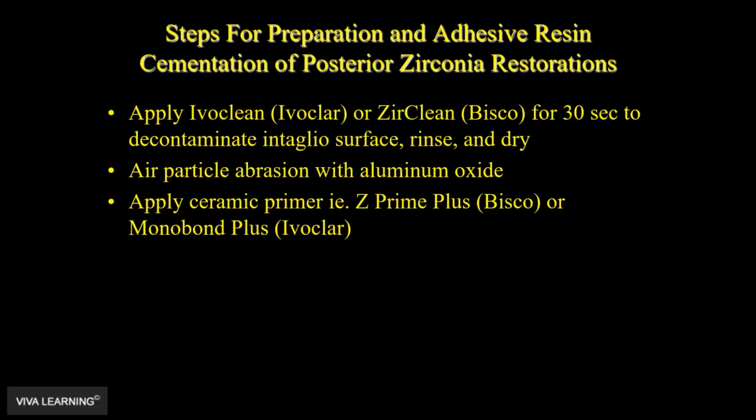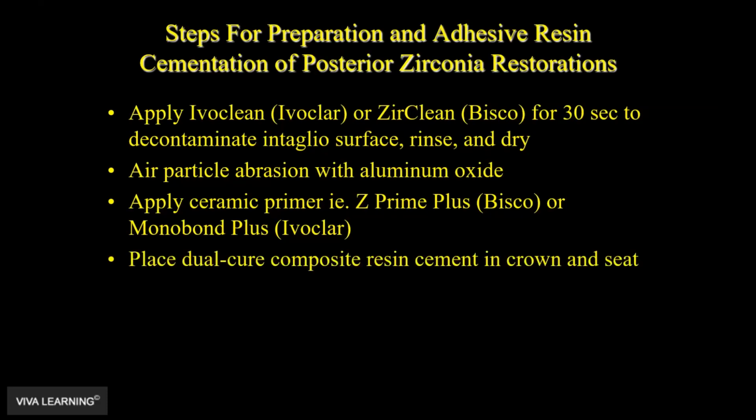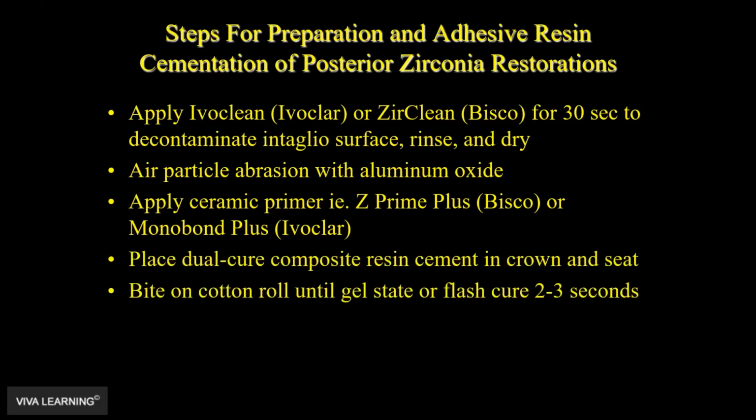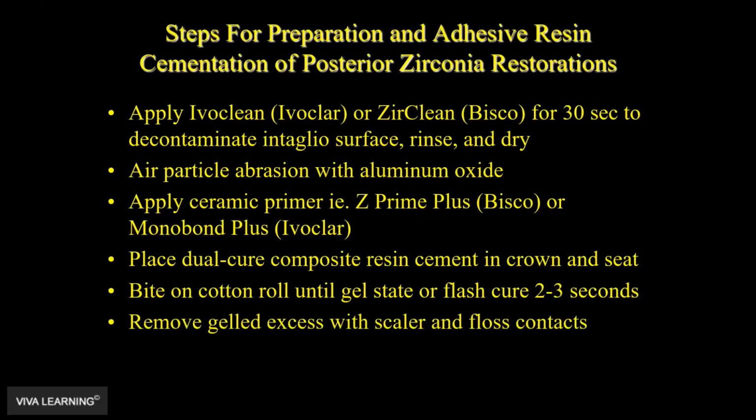Now, the thing about these primers, zirconia gets contaminated because it has an affinity for phosphate. So there's phospholipids in saliva, which will contaminate zirconia when you try it in. That's why it's so important to treat it with zirconia cleaner. And then you can increase bond strengths, studies have shown, by air particle abrading with aluminum oxide. Then we're going to put our ceramic primer after we rinse and we dry. We put Z Prime Plus or Mono 1 Plus, something like this, as zirconia primer. And then we place our dual cure resin cement in the crown, and then we seat. Do the same thing. We'll put our flash cure, and then we'll remove the excess and floss the contacts.